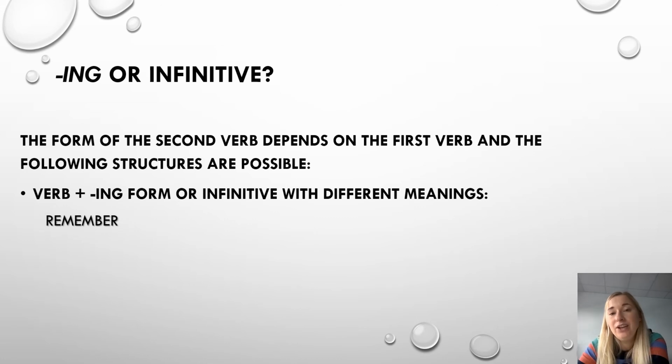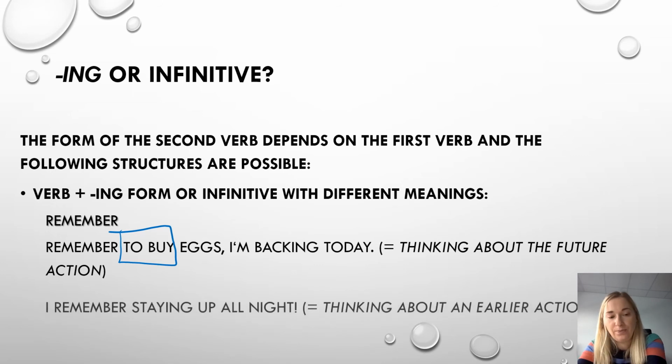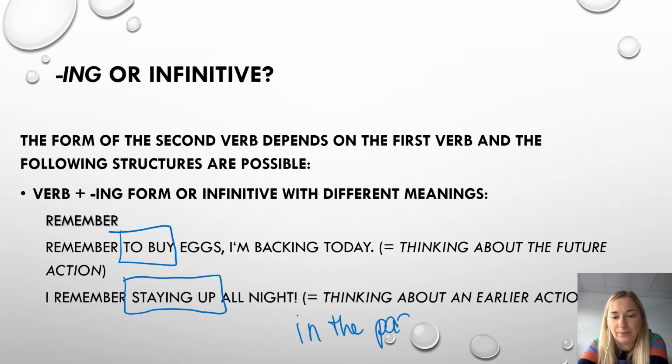For example, the verb remember. Remember to buy eggs. I'm baking today. So you see, to buy is an infinitive. The meaning is to think about the future action. Another example, I remember staying up all night when I was younger. That's thinking about an action in the past.